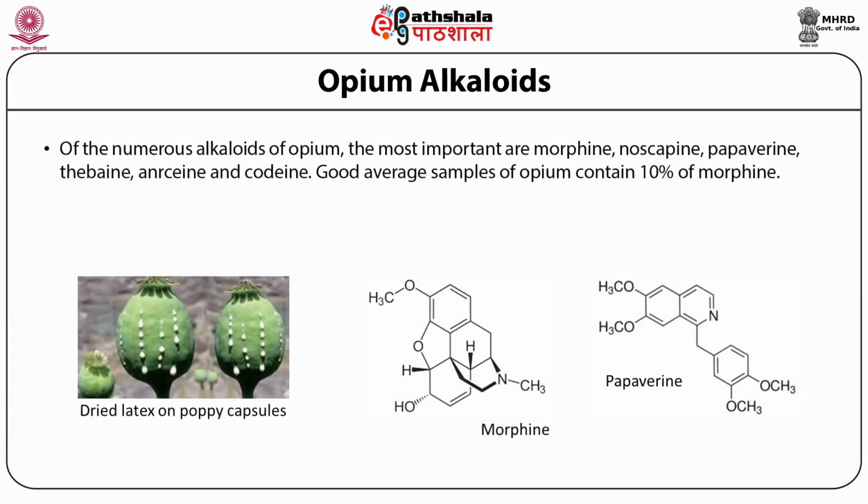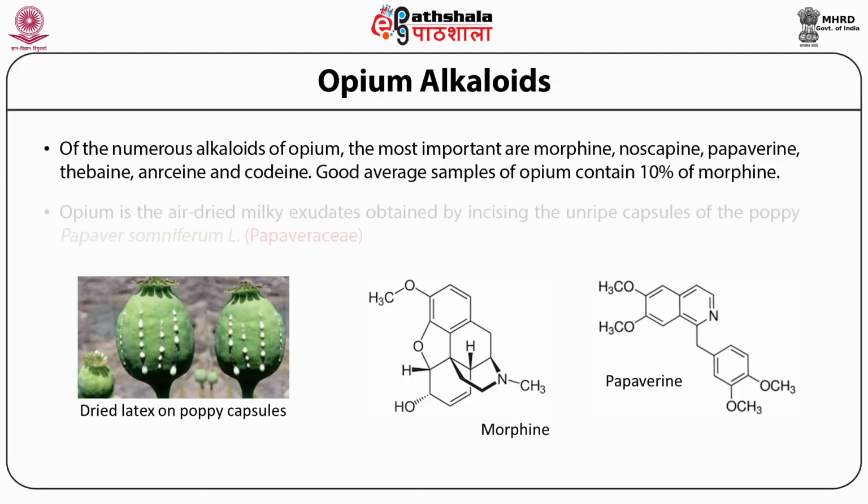The opium alkaloids. Of the many alkaloids that are present in opium, the most important ones are morphine, noscapine, papaverine, thebaine, narceine, and codeine. Good quality opium should contain not less than 10% of morphine.